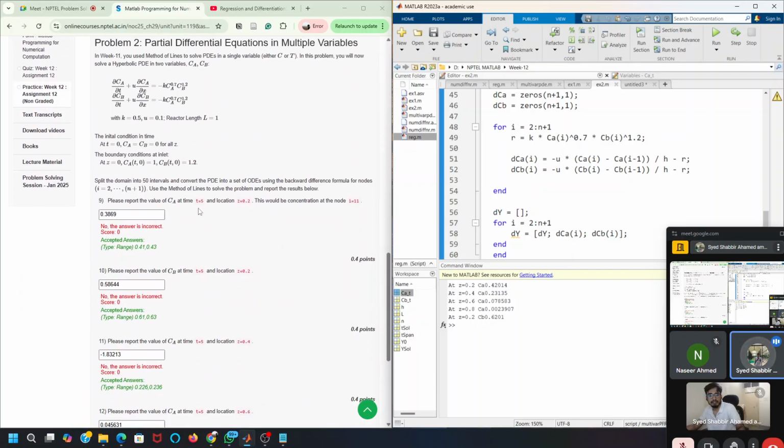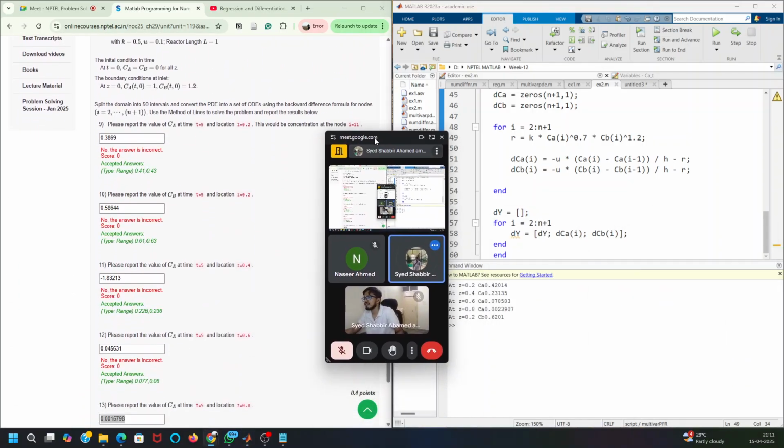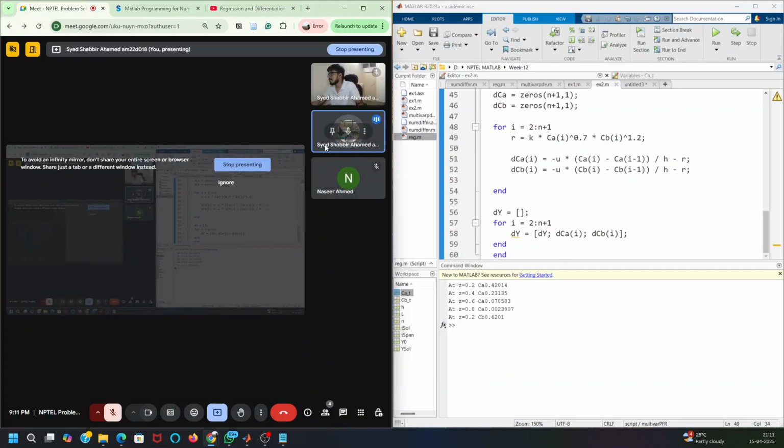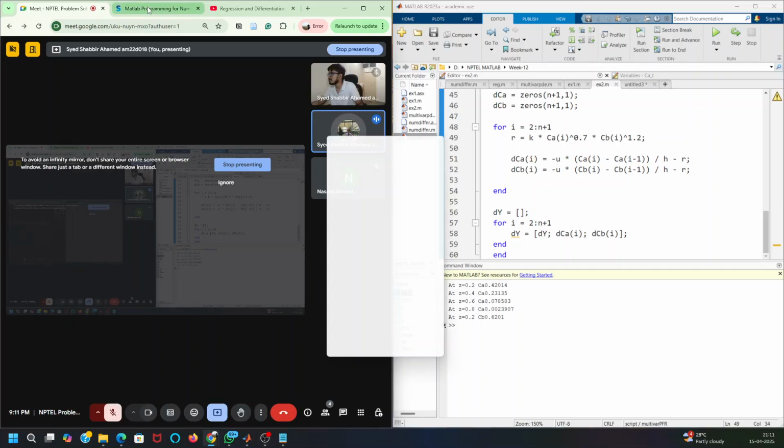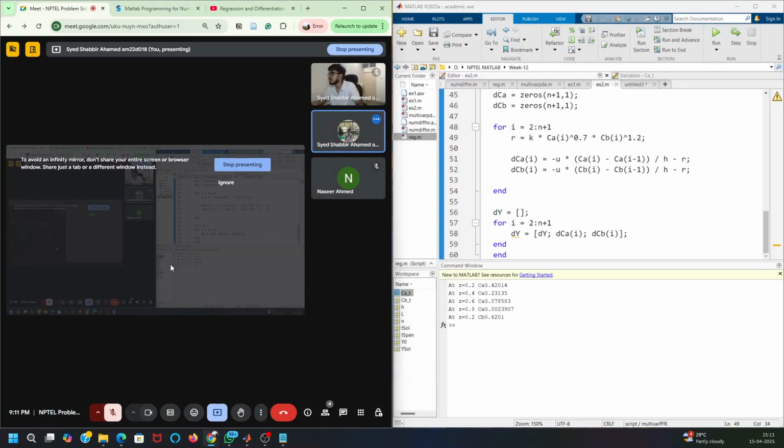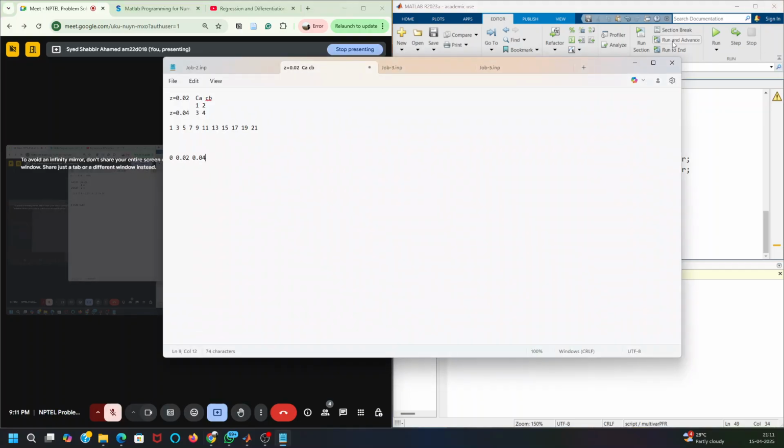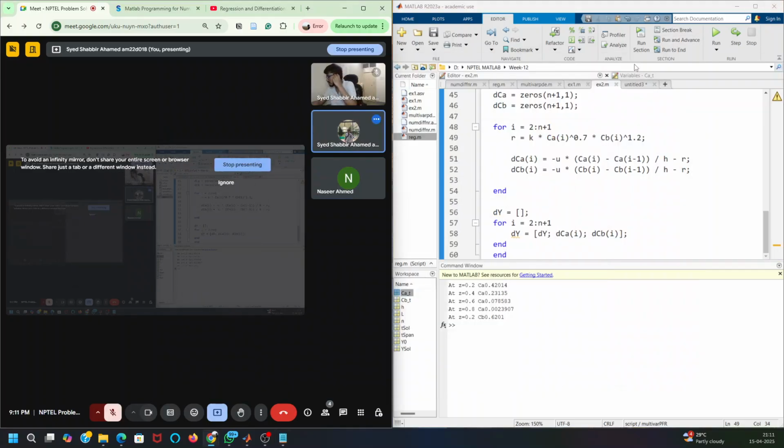So that's how we can go about solving partial differential equations with multiple variables. I hope this was fine. Do you have any doubts? No, sir.